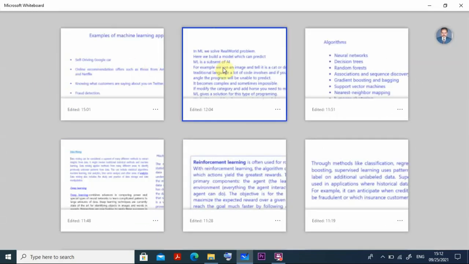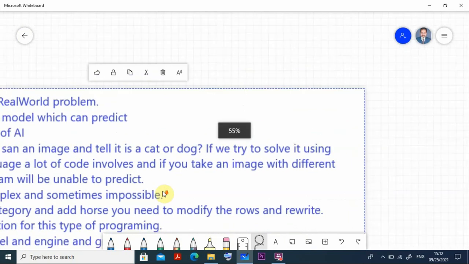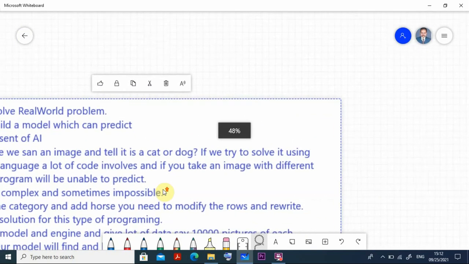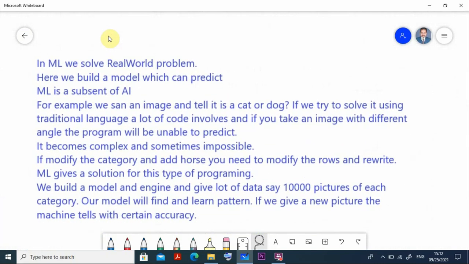So now let us come to the conclusion of what we learned in machine learning and what we are going to do here, right? The question is that traditional programming already exists, so we can also go for prediction and everything with that. When those exist, why do we go for machine learning? In machine learning we solve a real world problem, and here we build a model which can predict. We take some data and with that we train the model. Once the model is trained, for any new things it can predict, right?